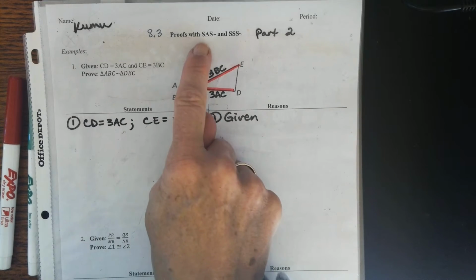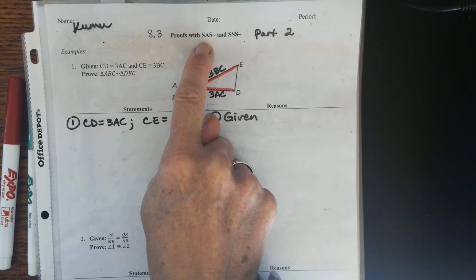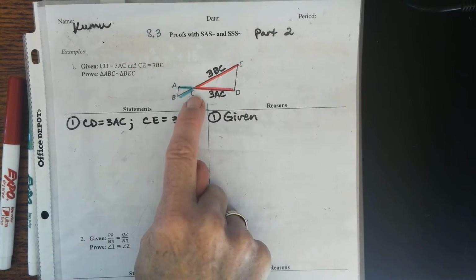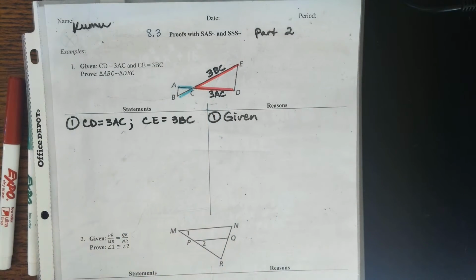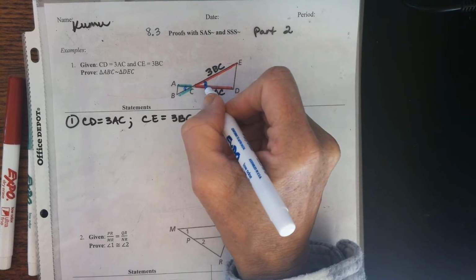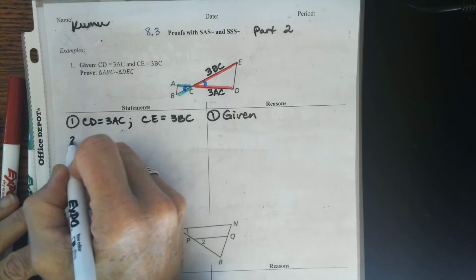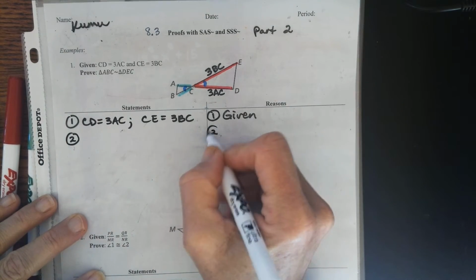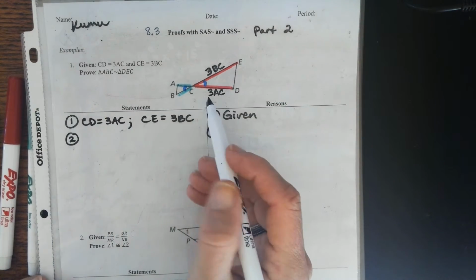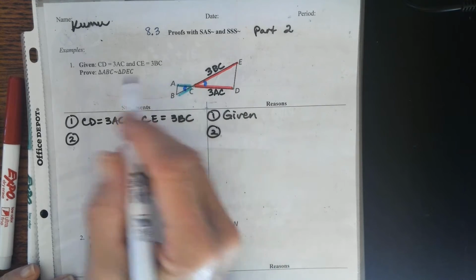Then I need to know, am I either going to get the third side or am I going to get the angle in between? And I notice, as always, that these are vertical angles. So these angles here are going to give me the included angle, and that's what I'm going to use to get to similarity. So let's first write the proportions that we can.